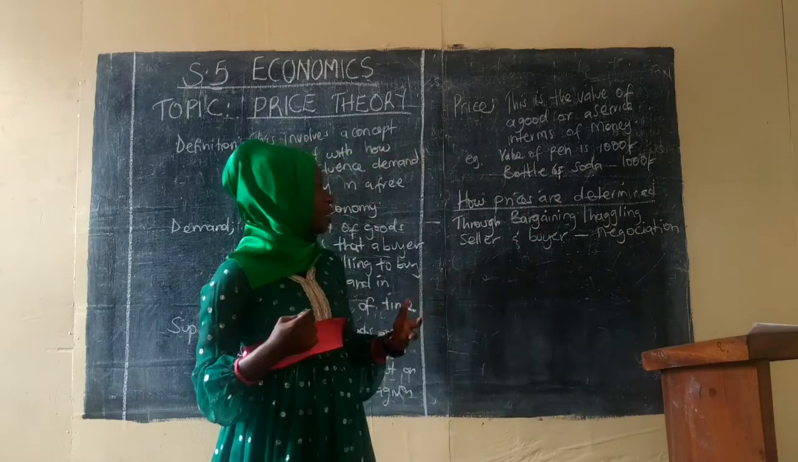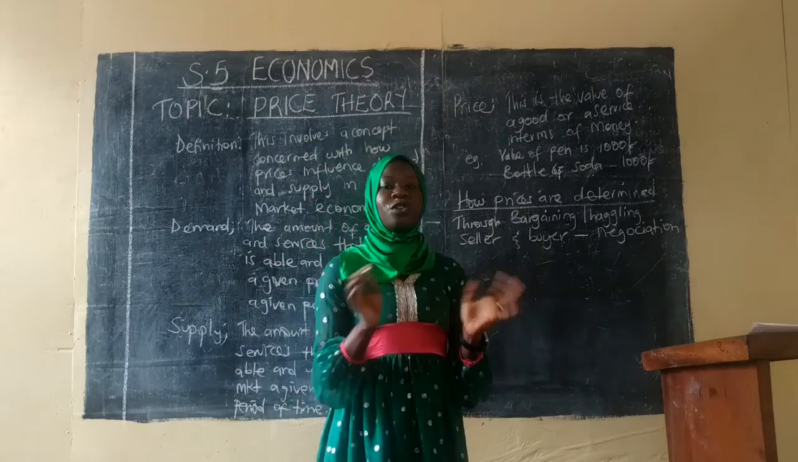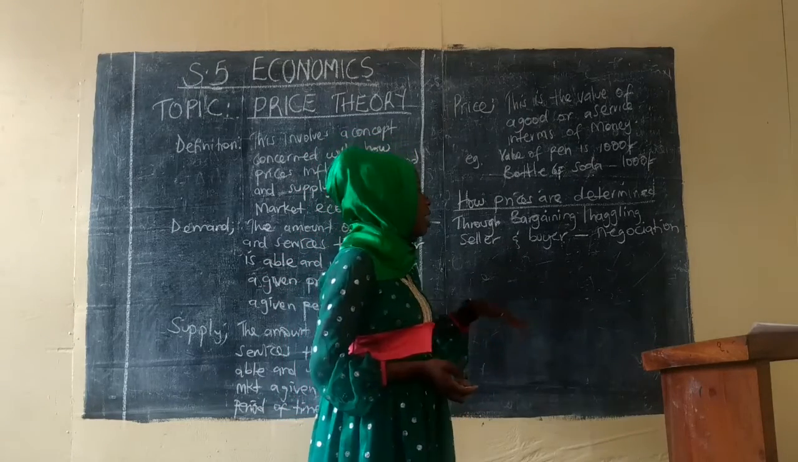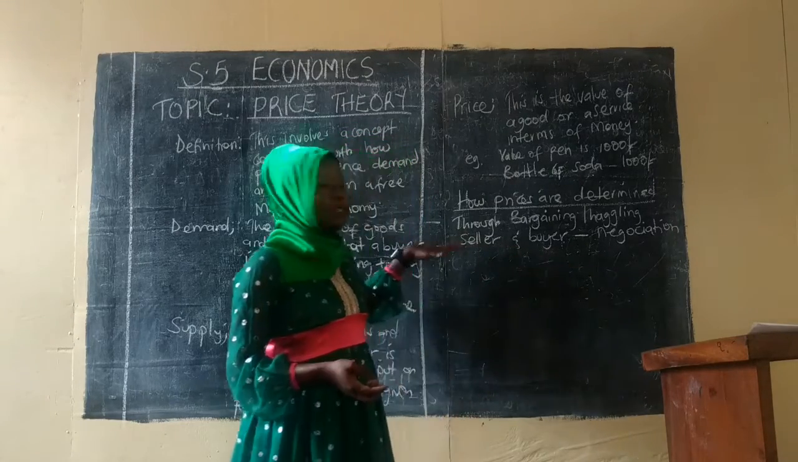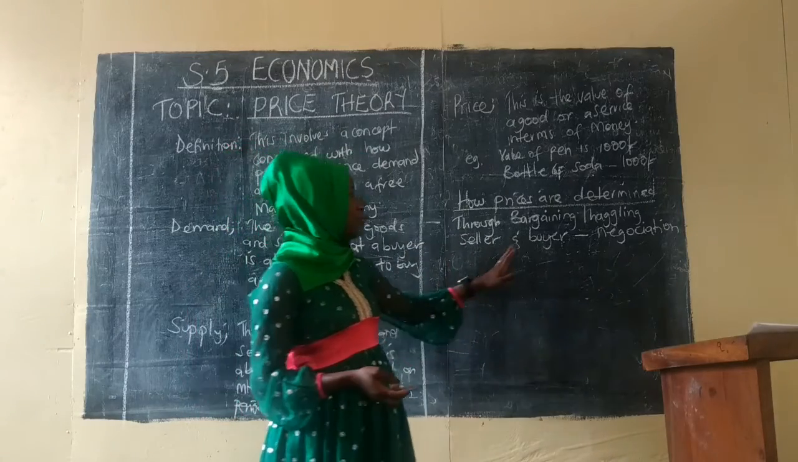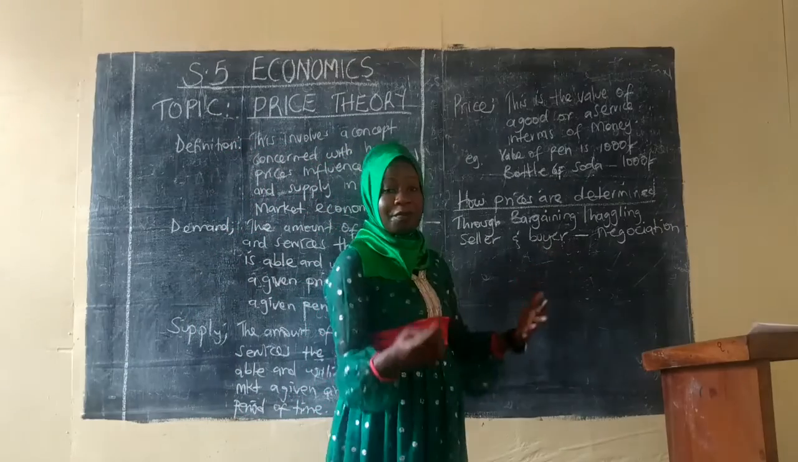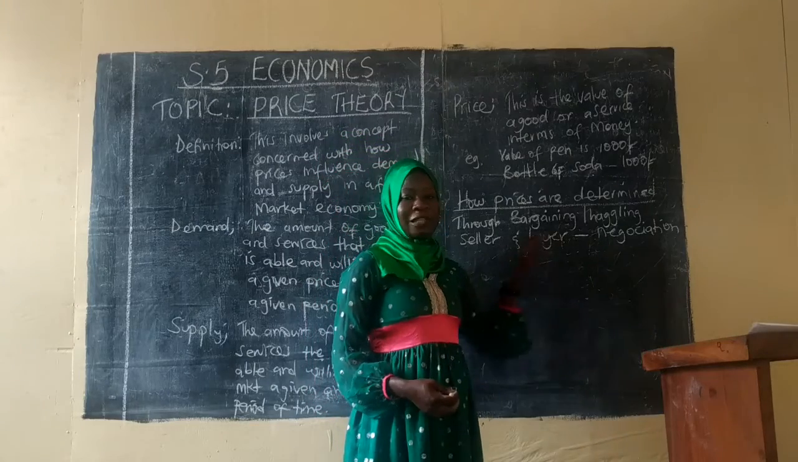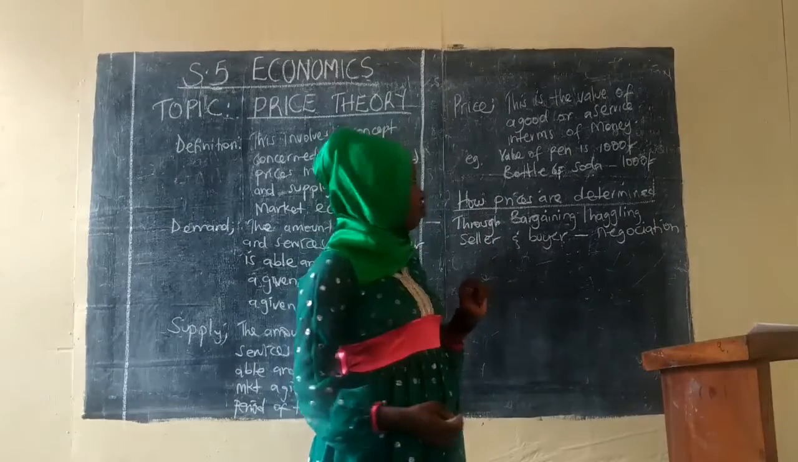So in bargaining, the seller and the buyer negotiate. They negotiate until they reach an agreement. The seller starts with a higher price, whereas the buyer starts at a lower price but keeps on adding. So these two negotiate until they reach an agreement.